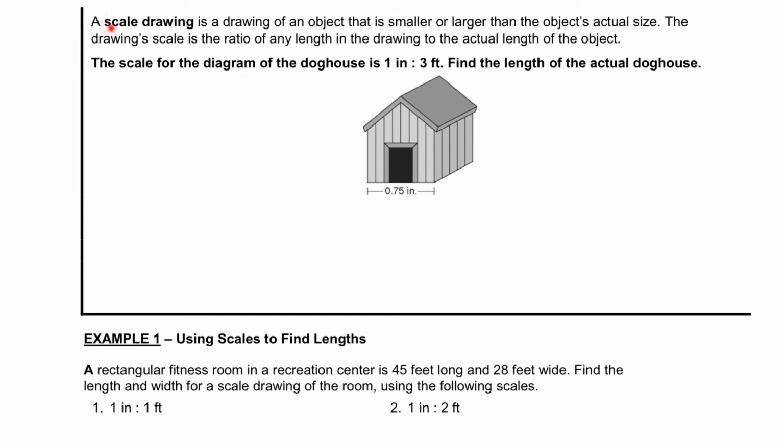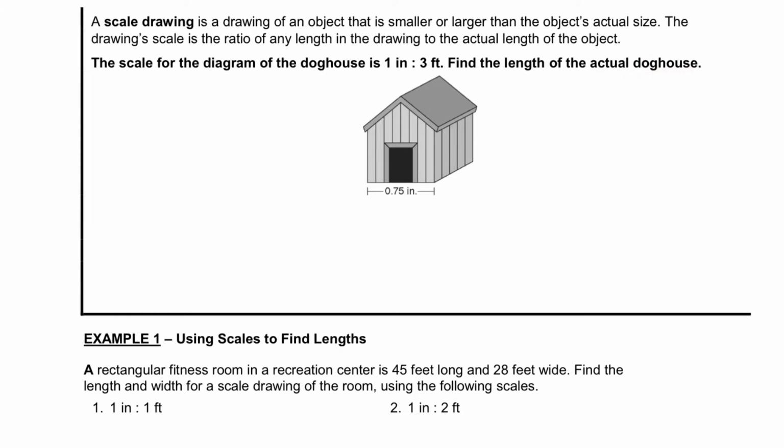It says, a scale drawing is a drawing of an object that is smaller or larger than the actual object, and that the drawing scale, which is really the same thing as the scale factor we've been talking about in Chapter 7, is the ratio of any length that we know in the drawing to the corresponding actual length of the object. The scale that we're given, or the scale factor for the diagram of the doghouse that we have here, is that 1 inch in the drawing is 3 feet in the actual doghouse. So then it says find the length of the actual doghouse.